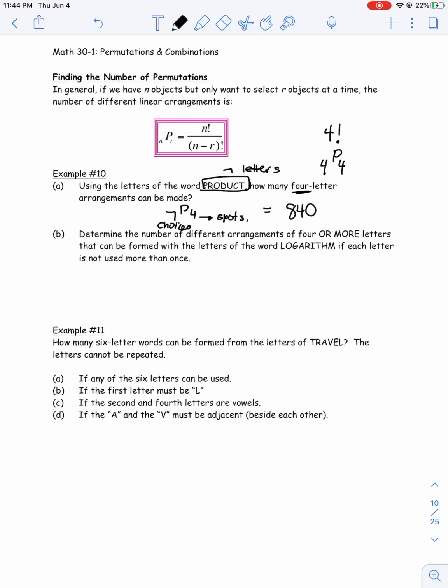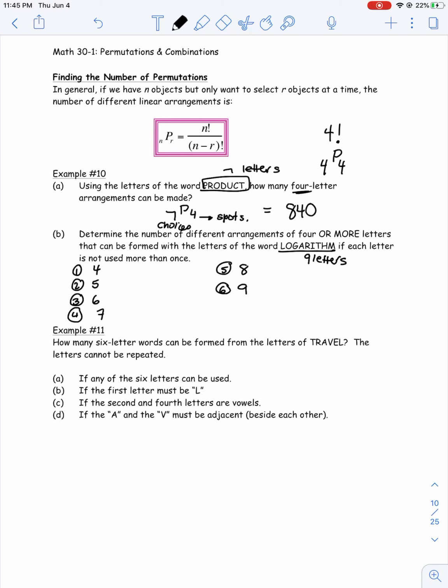Determine the number of arrangements of 4 or more letters that can be formed. So this is where we have cases. Case 1 is where we have 4 letters. Case 2, we can have 5 letters. Case 3, we can have 6 letters. Case 4, we can have 7 letters, because we're trying to use the letters of the word logarithm. And there's actually 1, 2, 3, 4, 5, 6, 7, 8, 9 letters. So that means we have a few more cases. Case 5 is where we use 8 letters. Case 6 is where we use 9 letters. So those are all the cases that we have.